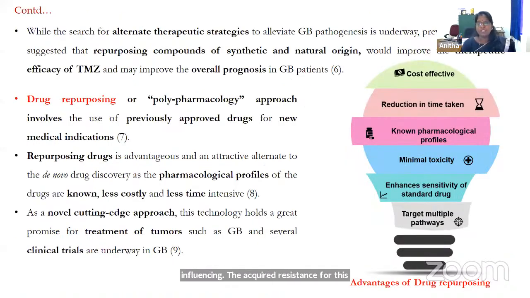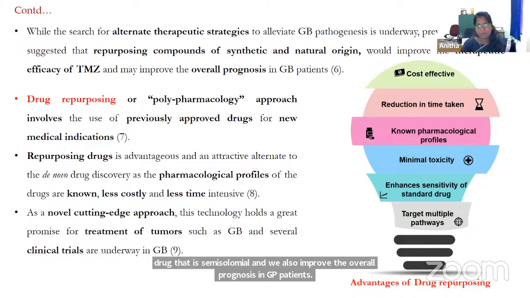While the search for alternative therapeutic strategies to suppress GBM pathogenesis is still underway, previous studies have suggested that repurposing compounds of synthetic and natural origin would improve the therapeutic efficacy of the standard drug, temozolomide, and may also improve the overall prognosis in GBM patients.